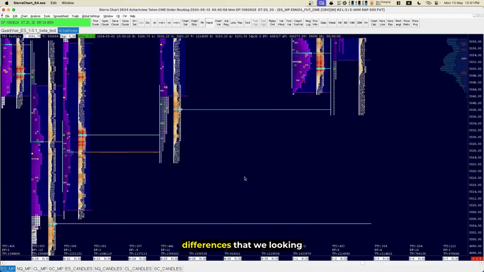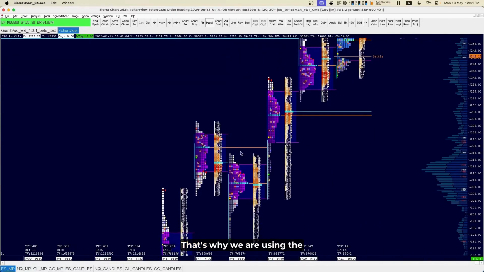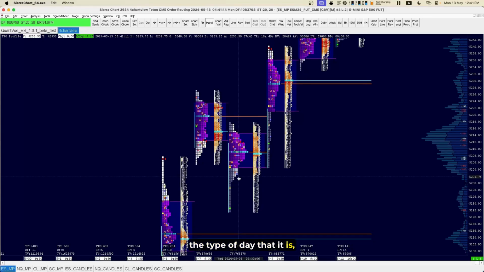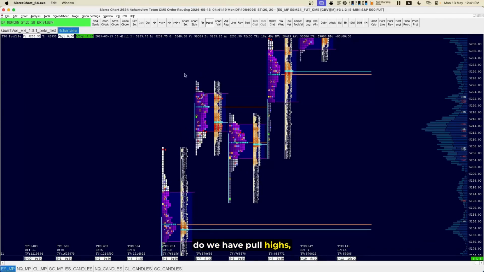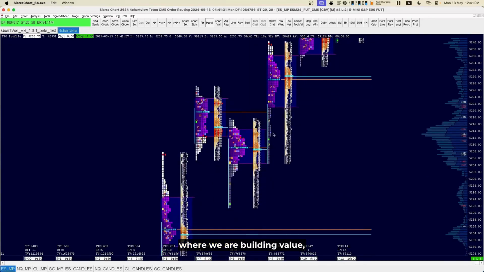That's some of the key differences that we look at every single morning. That's why we are using the market profile, in order to read structure, to see some of the nuances. For example, the poor highs, the type of day that it is, if it's short covering or liquidations. Do we have poor highs? Do we have good excess above? For example, this is good excess, a lot of single prints. Okay, where value is shifting, if the value is moving towards the upside, the downside, where we are building value.